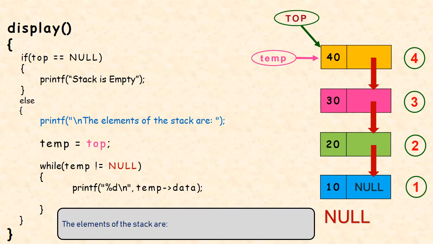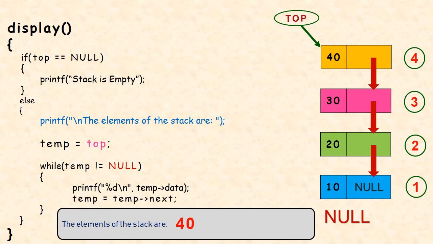No, temp is not equal to null. Then temp data will be displayed. What is the temp data? 40 is displayed, right? Now temp should point to the next top, right? So then what should I do? Temp is equal to temp next. So temp next means the next part of this node is holding the address of the next node, right? So if I write temp is equal to temp next, then temp will point to the next node. So I will write temp is equal to temp next. Then temp will point to the next node.